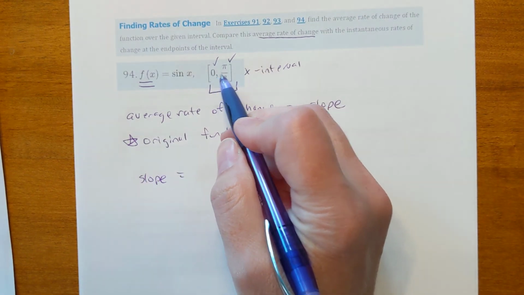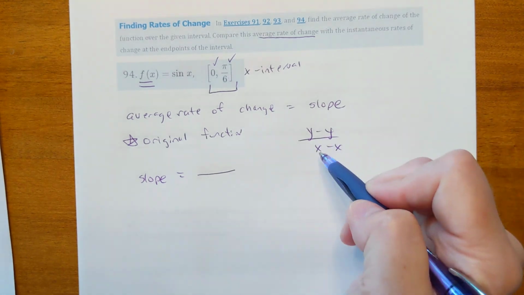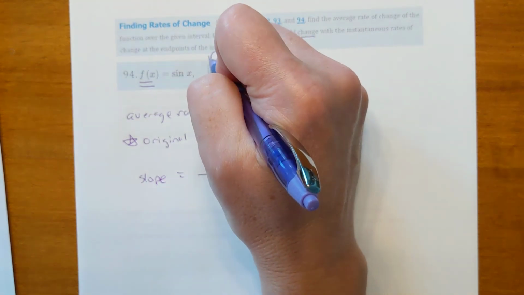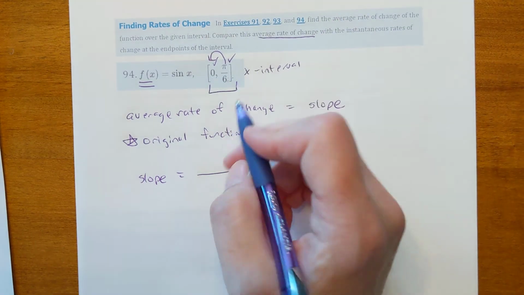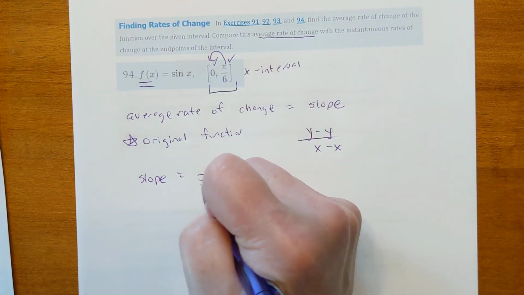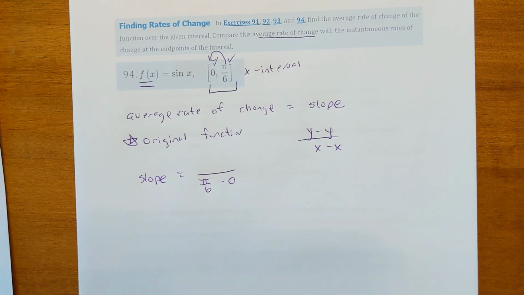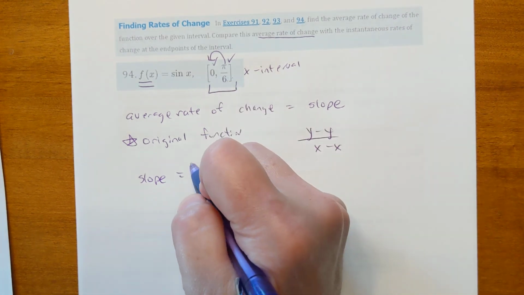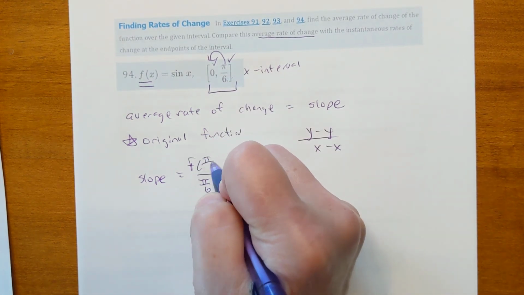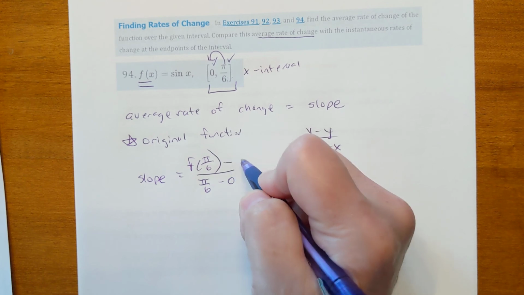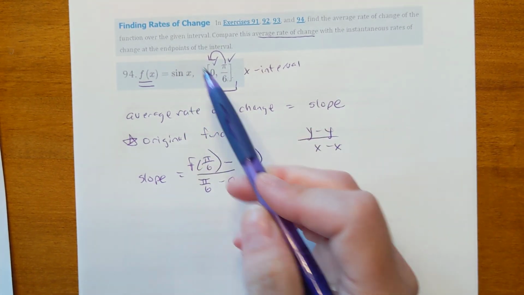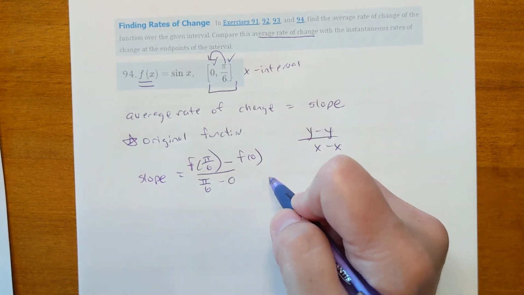over this interval, 0 to pi over 6, so the change in x are those numbers. I'll go backwards with it because it makes everybody happy. So pi over 6 minus 0. You could also do 0 minus pi over 6. You get the same answers, but it just makes everybody happy. So that's the change in x. And then on the top, the change in y of f of pi over 6 minus f of 0. So what is sine at 0 and what is sine at pi over 6?